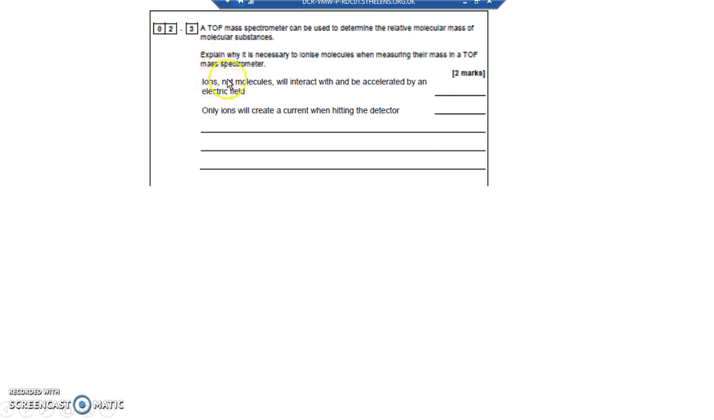So ions, so plus charged particles, not molecules, will interact with and be accelerated by the electric field. So these negatively charged plates accelerate the ions towards them down the tube, and the ions create a current when hitting the detector. So the way that works is the plus charged ion gets an electron back from the detector plate, to form atoms rather than ions. So it gets its electron back and loses its plus charge, and in doing so it creates a current, and then we can read that from the detector.